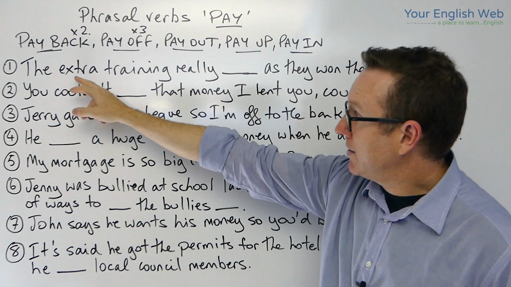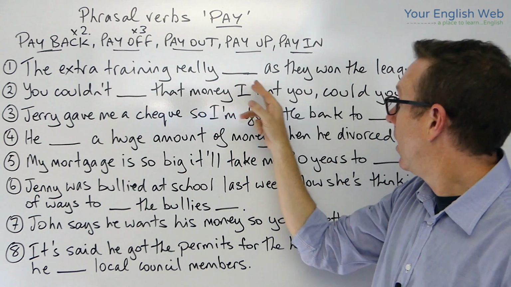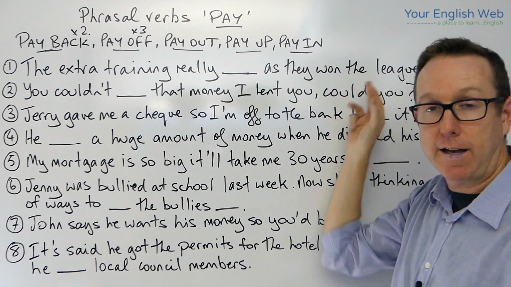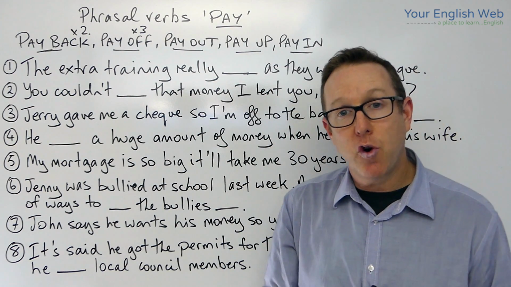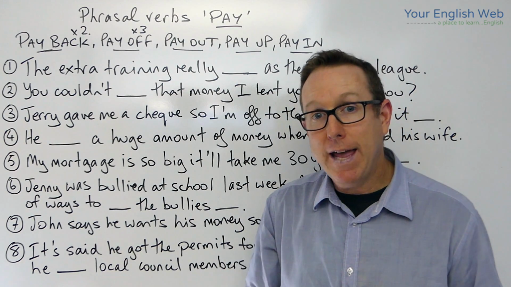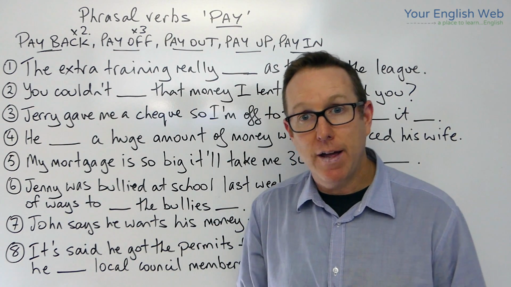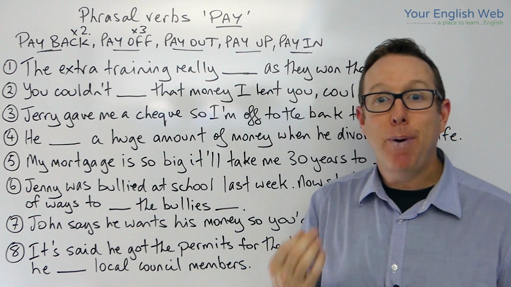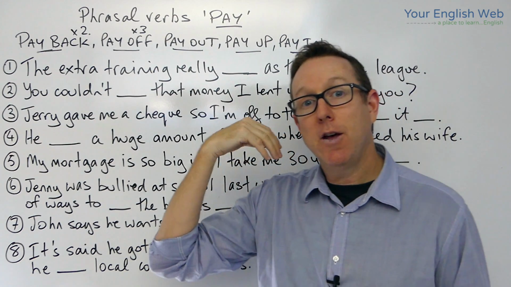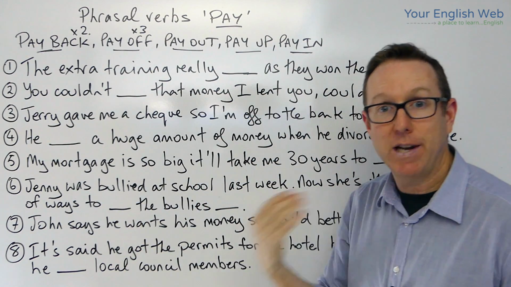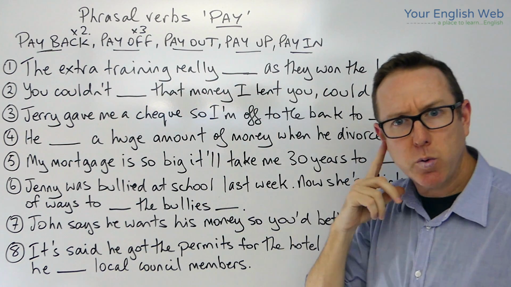So, the first one that we can see here, the extra training really something as they won the league. So, if we put this into a context, the extra training really paid something because they won the league. So they trained extra, and the extra training paid dividends, okay? It helped them to eventually win the title, to win the league. So the extra training really paid, which one?